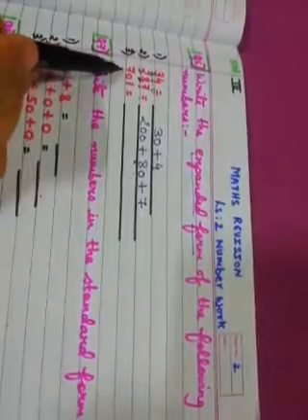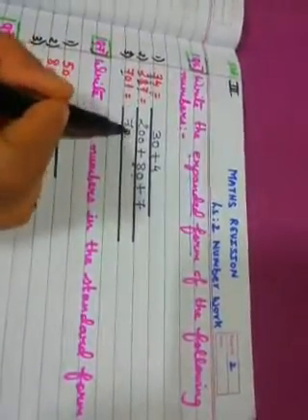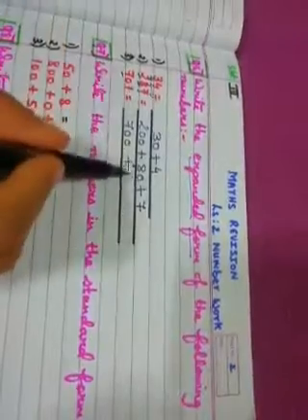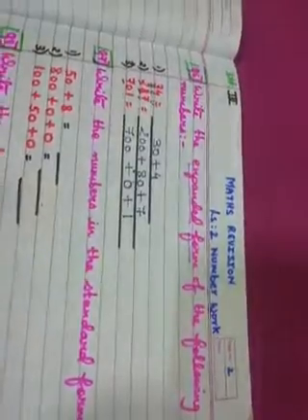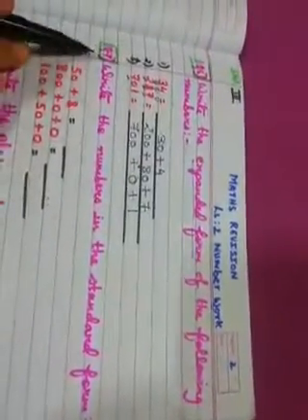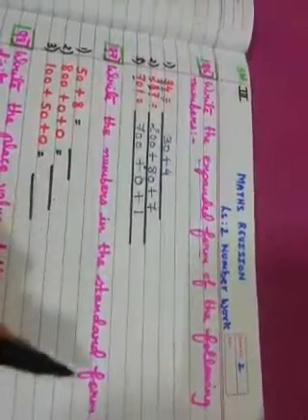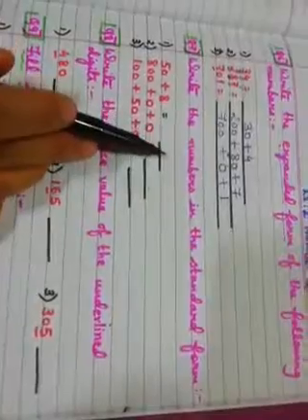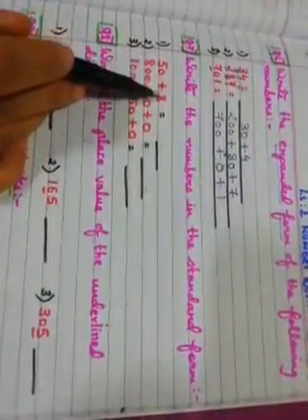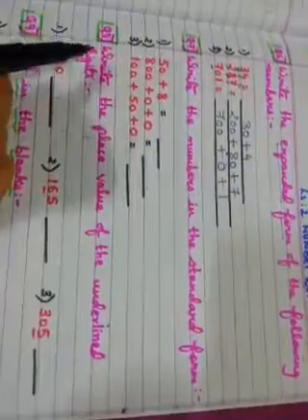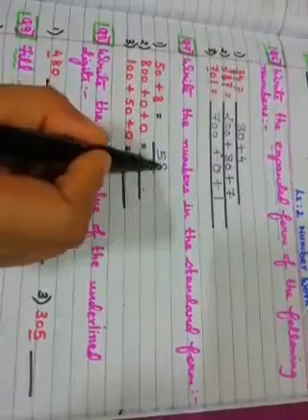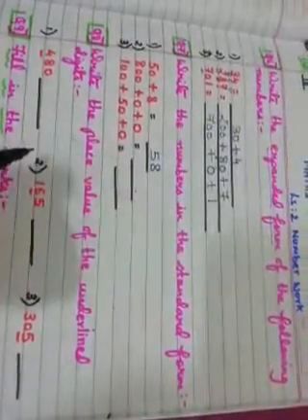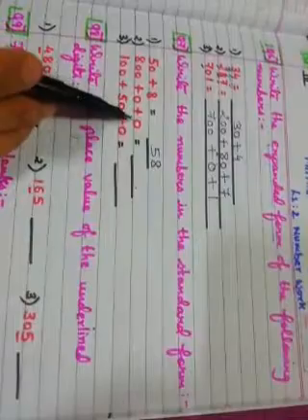701, 3-digit number. 7 is in hundreds, so 700 plus 0 is in tens, so only 0. Plus 1 in units, so only 1. Question 7. Write the numbers in the standard form. Okay, that is, from this expanded form we have to write the number. 50 plus 8. 50, 2-digit number. So in tens we will write 5 and 8 in units. 50 plus 8, 58.